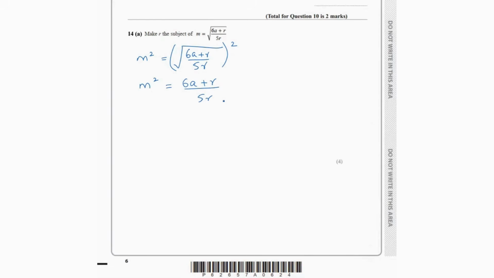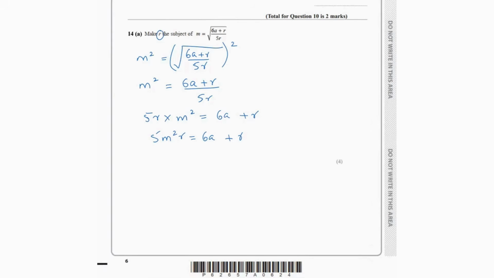Now, next step is to get rid of the fraction. So we know that to get rid of the fraction, we will cross multiply. So 5r times m square equals 6a plus r. So that's going to be 5m square r equals 6a plus r. They want us to make r the subject.